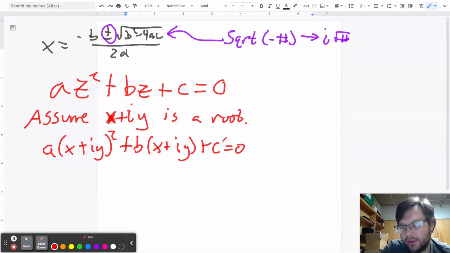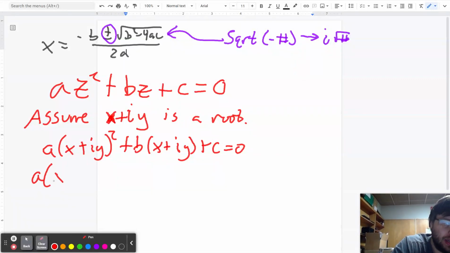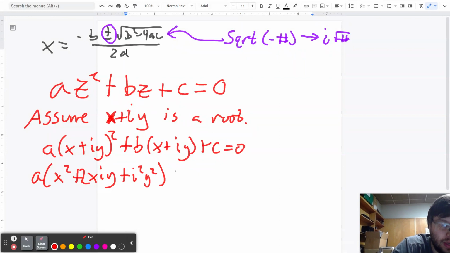Now there are so many letters going on here. I'm not going to get a satisfying number answer. I'm going to get a result. If I square this out, I get x squared plus x times iy, another x times iy, and i squared y squared. If I distribute this out, I get bx plus biy, like this.